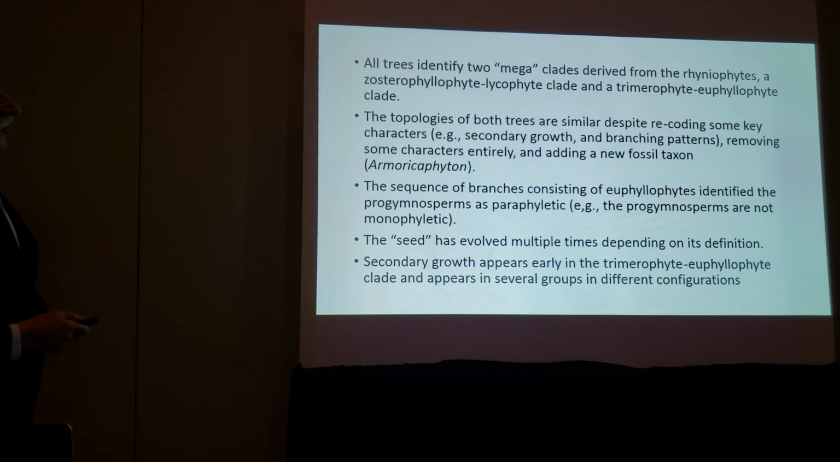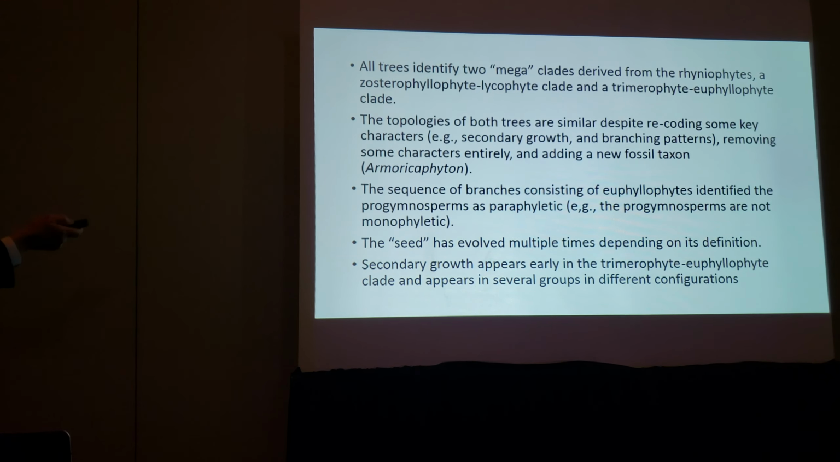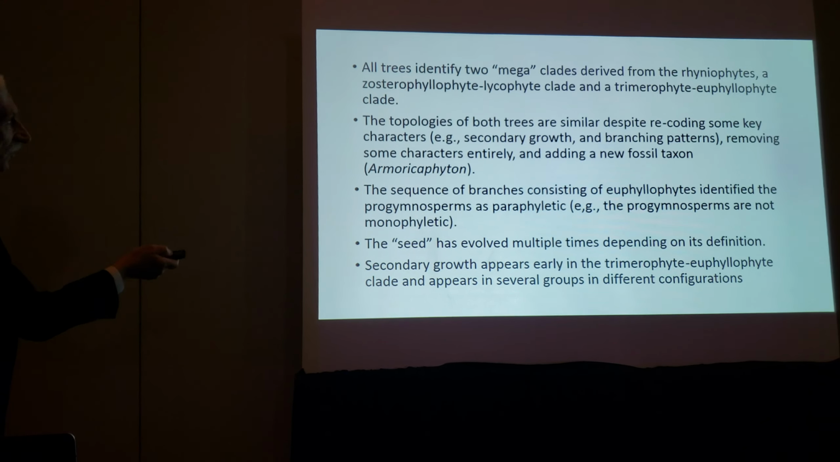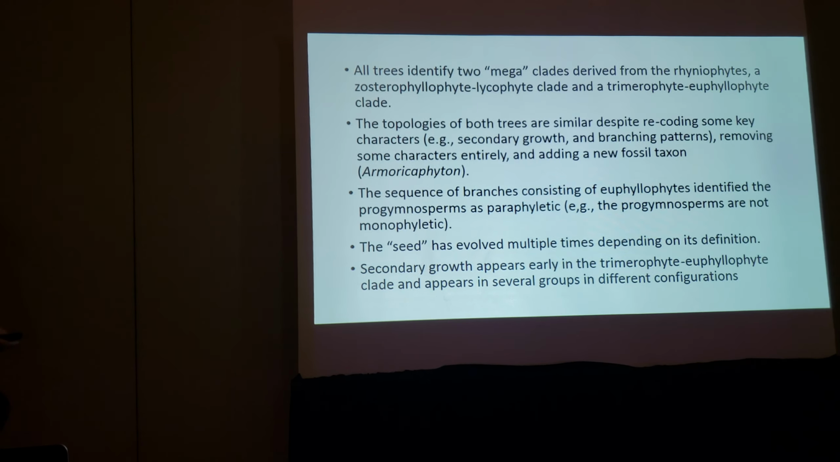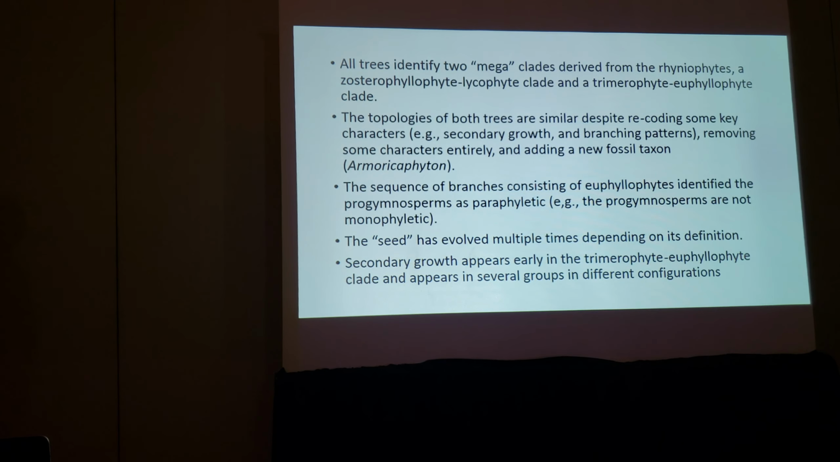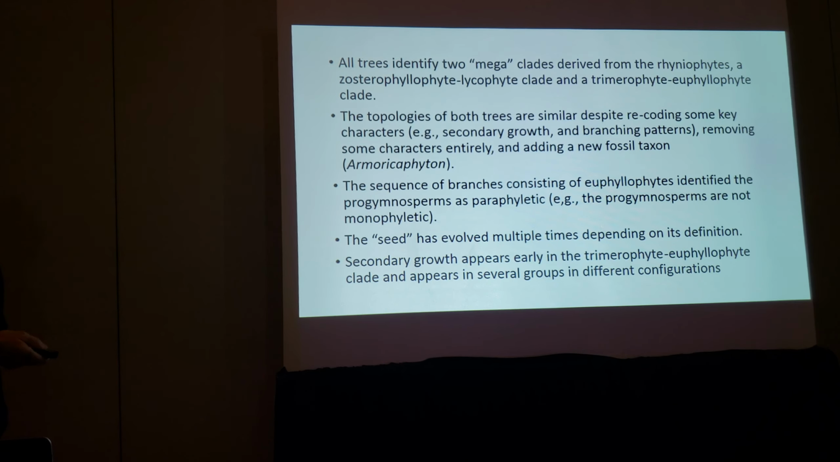All trees identify two megaclades derived from the rhyniophytes: the zosterophyllophyte-lycophyte clade and the trimerophyte-euphyllophyte clade. That's nothing new. The topologies of both trees are similar. I told you we recoded some of the things. We looked over it carefully. We benefited from the criticisms and suggestions of our colleagues.